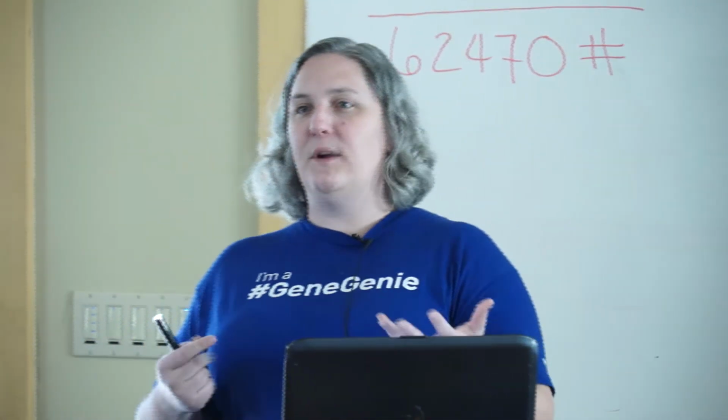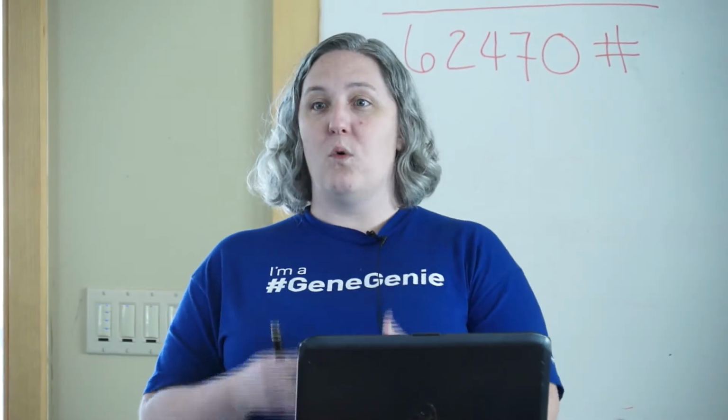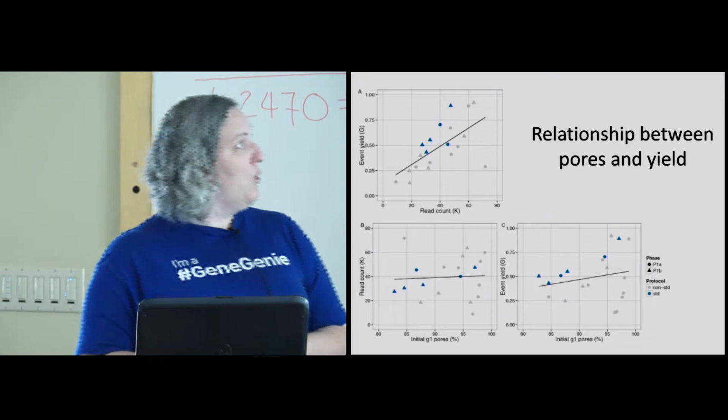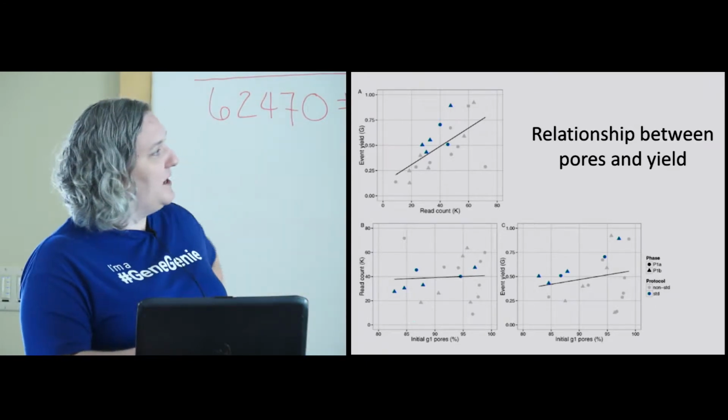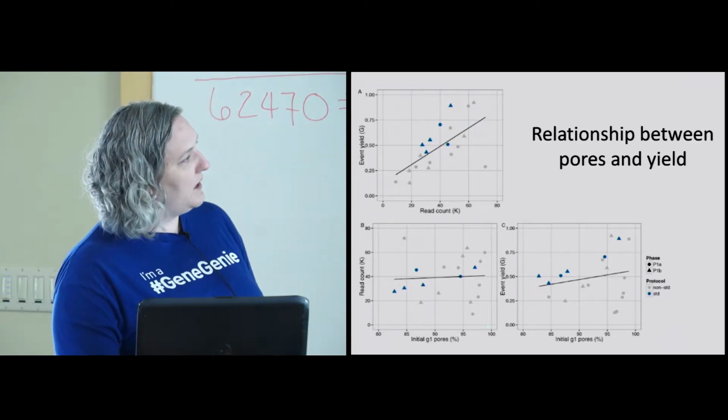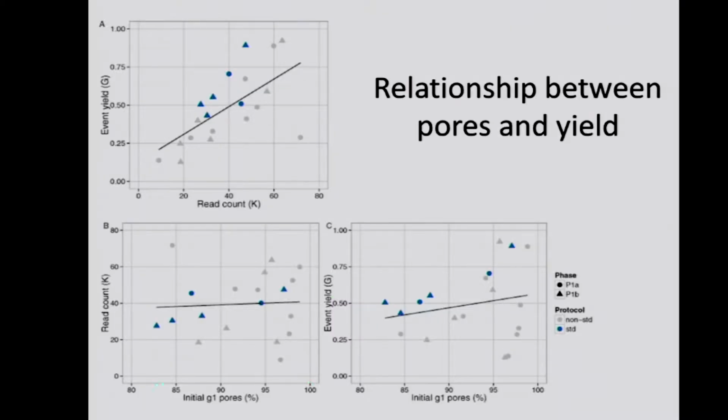All right, the relationship between pores and yield. One of the things that we do when we first get a flow cell is we go, let's see, is this flow cell going to be a good one? So we look at the number of pores that are present initially. Here we look at the initial G1 pores, that's the best pores. The higher there are, okay, 100% is 512, 80% is less than 512. If it's good, there is maybe a little bit of a trend to more pores, over 450, to better yield.